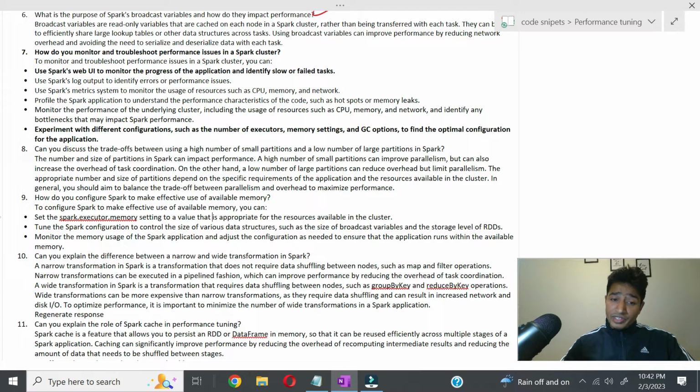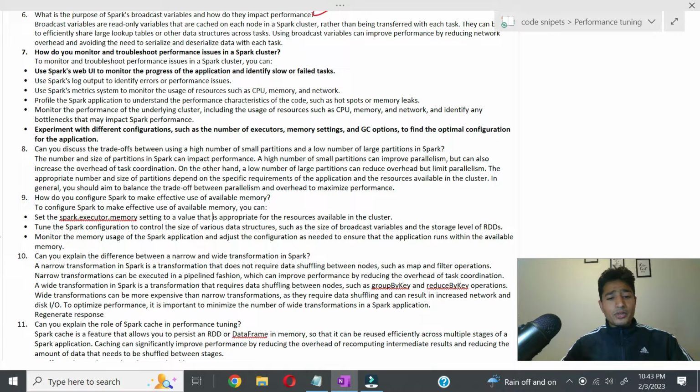How do you configure Spark to make effective use of available memory? Great question. To configure Spark to make effective use of available memory, you can set the spark.executor.memory setting to a value that is appropriate for the resources available in the cluster. Tune the Spark configuration to control the size of various data structures such as the size of broadcast variables and the storage level of RDDs. We will be talking about the storage level in the next few questions.